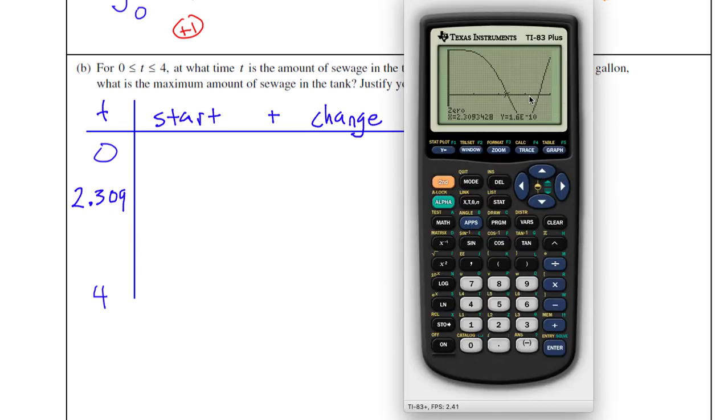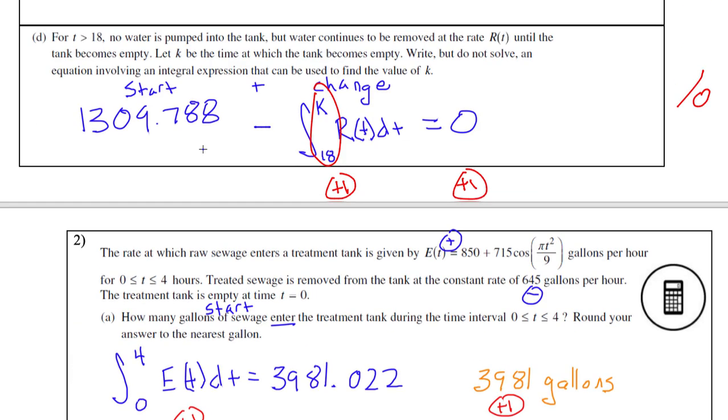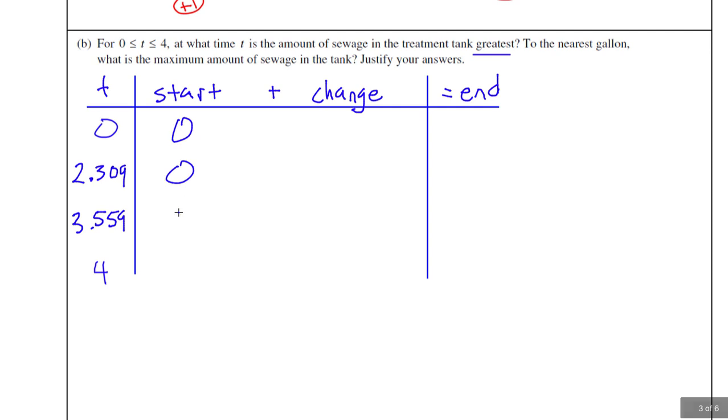That one looks to be between 3 and 4. So I'm going to say second trace to calculate the 0, hit 2, between 3, enter, 4, enter. What's between there? 3.5. And I get 3.559. What is our start value for all of them? Well, it says that the tank was empty. So 0 plus the integral, and that one's 0, so let's just cancel that out preemptively, and that's 0, because 0 plus 0 is 0.